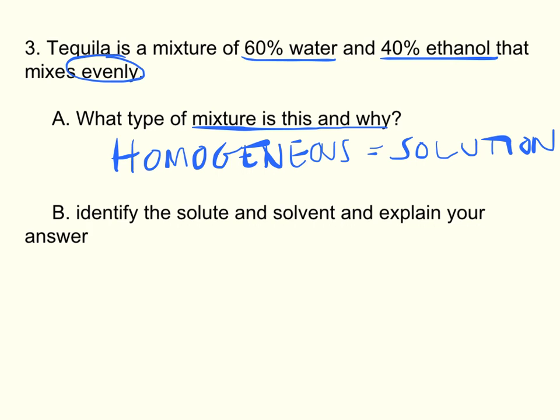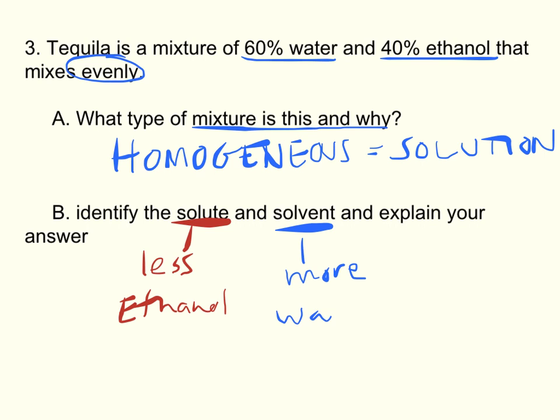Part B asks, identify the solute and solvent in your answer. Well, the solute is what you have less of, which in this case is the ethanol because you only have 40%. The solvent is what you have more of, which in this case is the water because you have 60%.